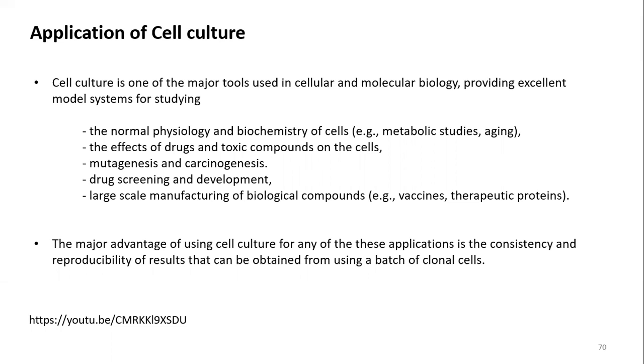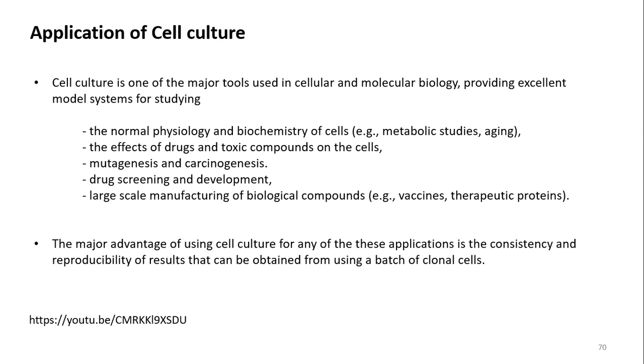Cell culture can also be used to understand the effects of drugs and toxic compounds, and mutagenesis. You can introduce a mutation into a specific gene, like a neurological gene, and use that gene in a neuronal cell culture to understand the effect of that gene in neurons.